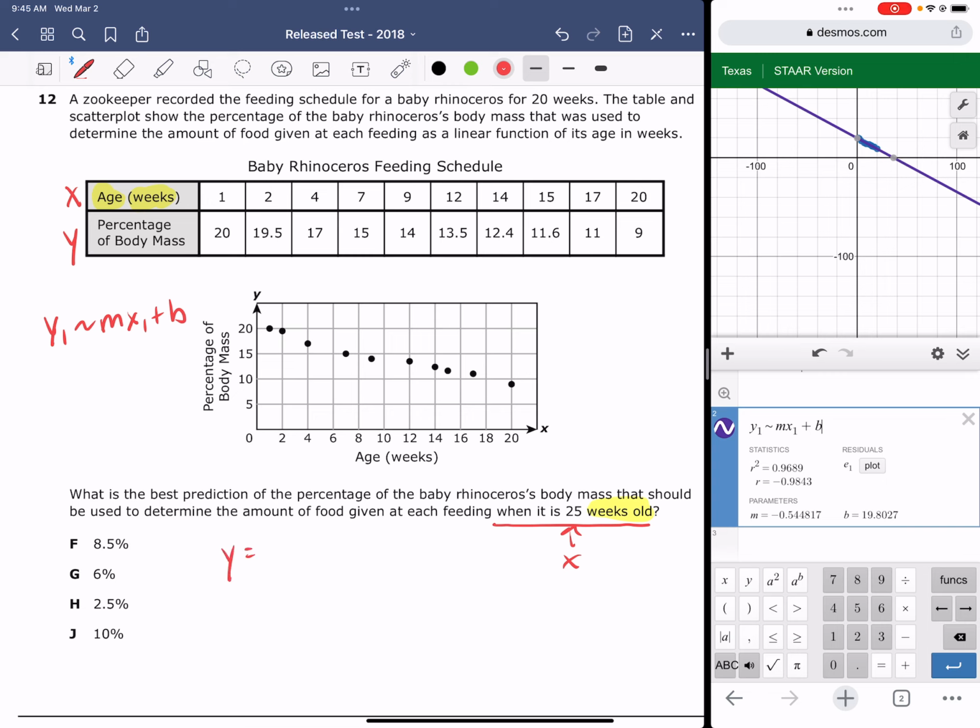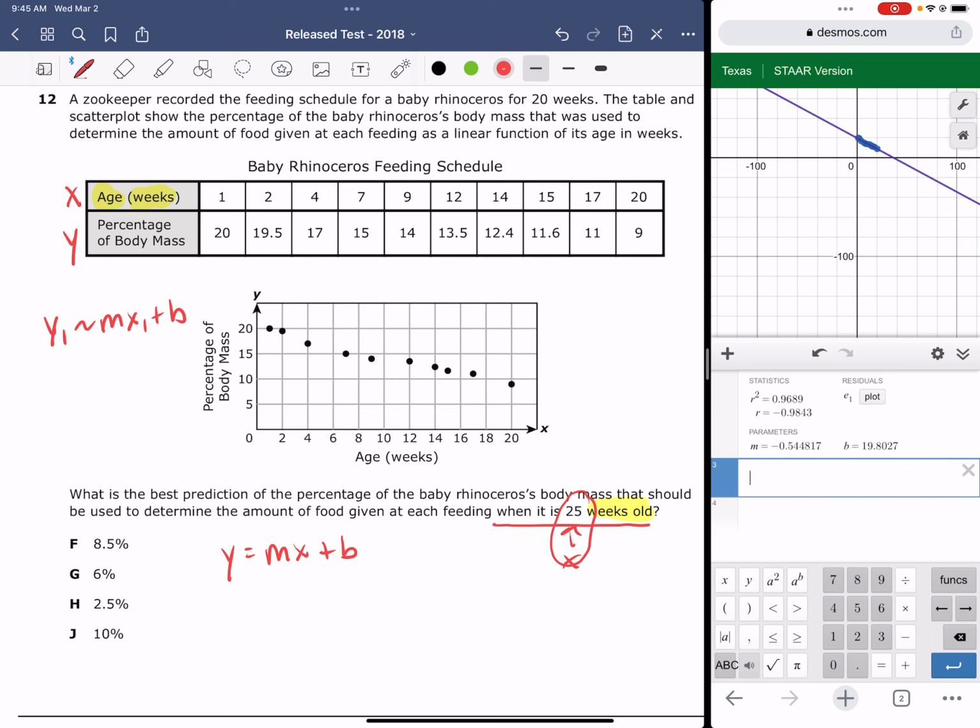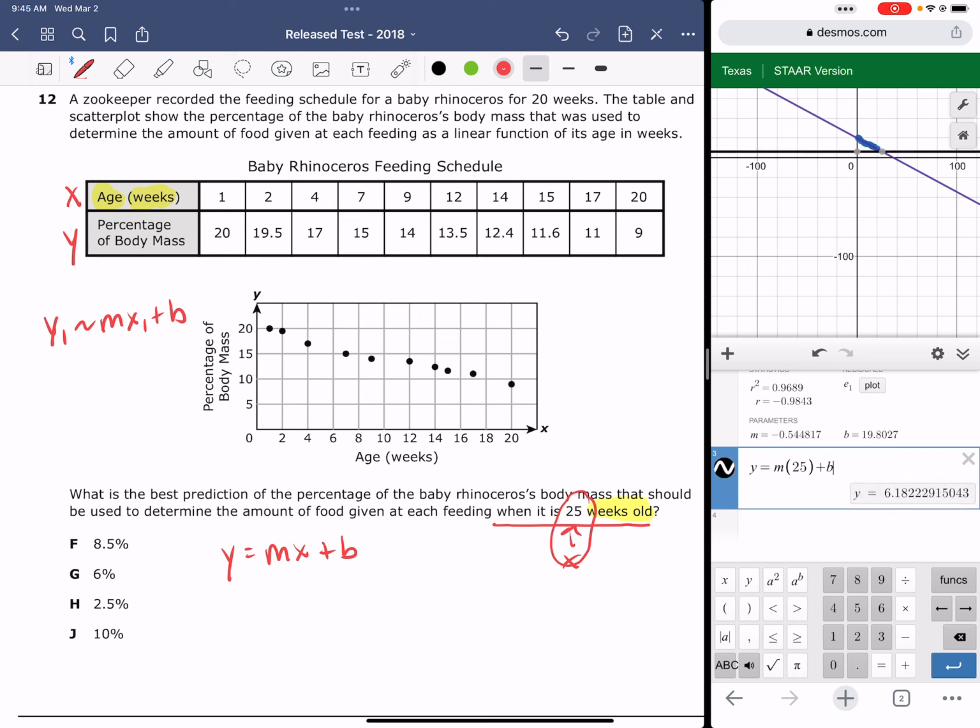And so if I have y equals mx plus b as my linear equation, we know that m is going to be negative 0.544 from Desmos, b is going to be 19.8 from Desmos, and x is going to be 25. In Desmos, we are able to type this in. y equals m(25) plus b. And that will give us a value of 6.18, which best corresponds with answer G.